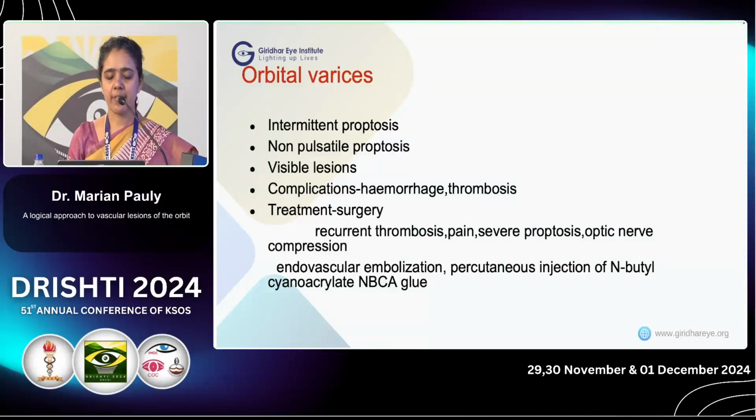Coming to varices, they present with intermittent proptosis. Some days you can see visible lesions. The complications you can expect are either a bleed or thrombosis. Thrombus is good; a bleed might not be. Treatment is surgical excision assisted with glue, or endovascular embolization. Usually we do this when there is recurrent thrombosis, pain, severe proptosis, and optic nerve compression.